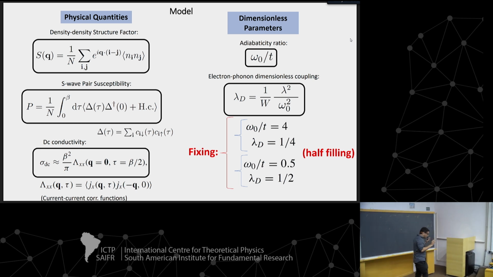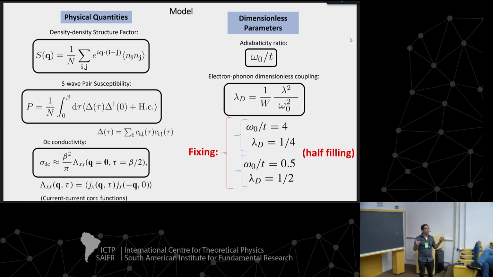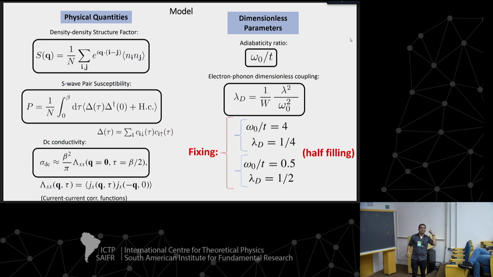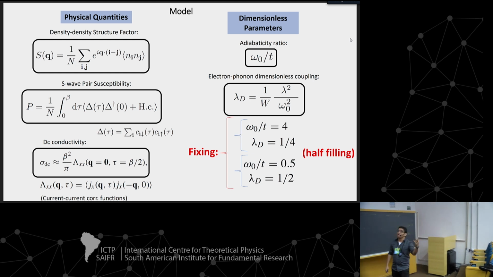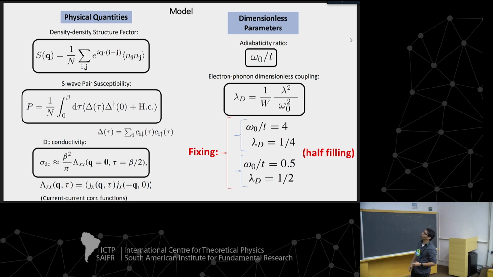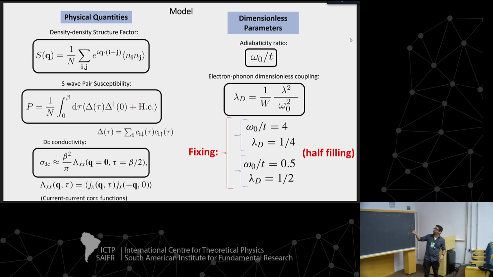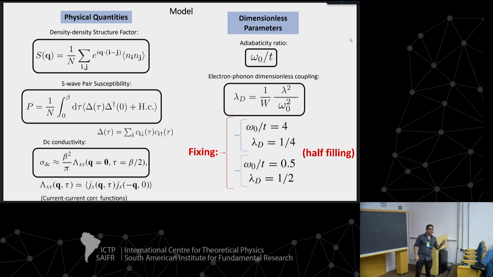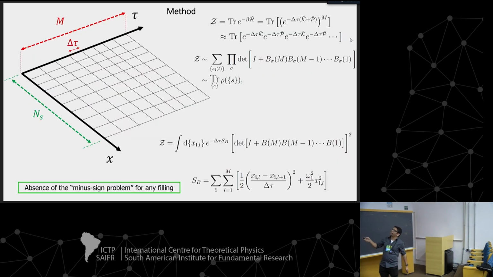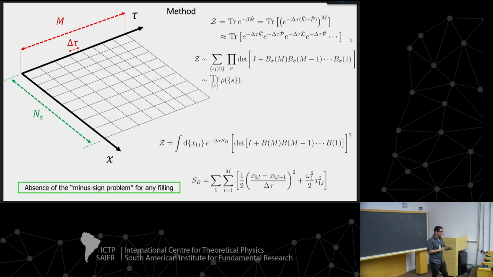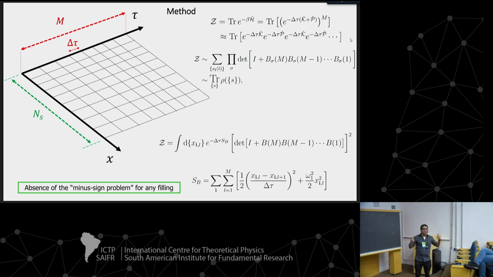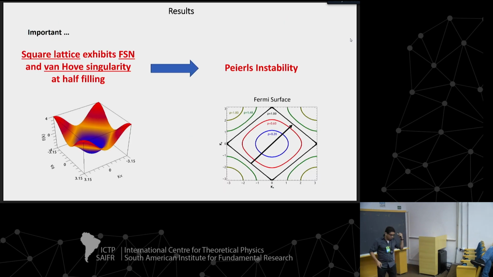But the most important thing here is that we have many parameters. We have temperature, the adiabaticity ratio, the electron-phonon coupling, and one more: the filling. So we have to fix some of them, and I will fix these two here. I will discuss them later. I will skip these details about the model to save time. But basically, I would like to recall that in this case, we don't have a sign problem. So let me go to the results.